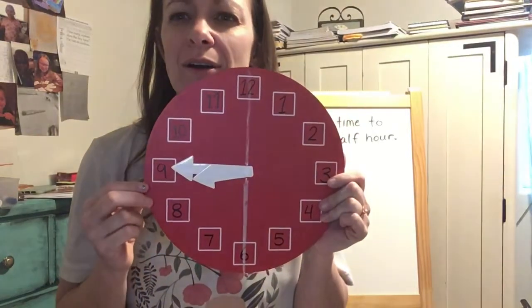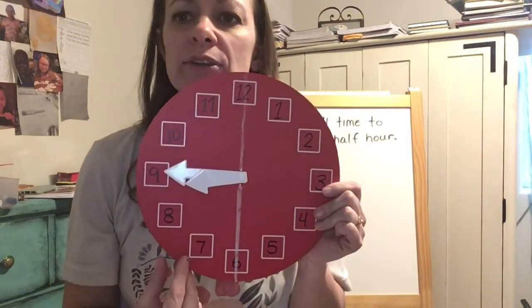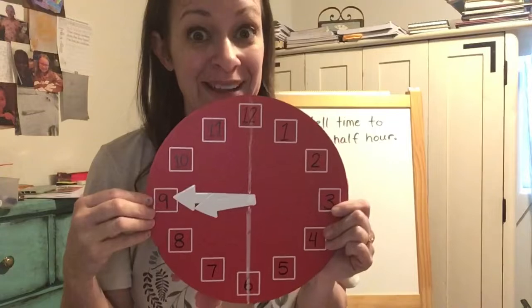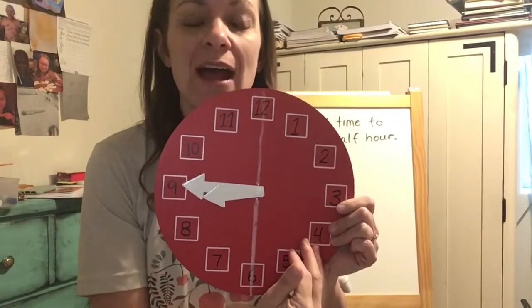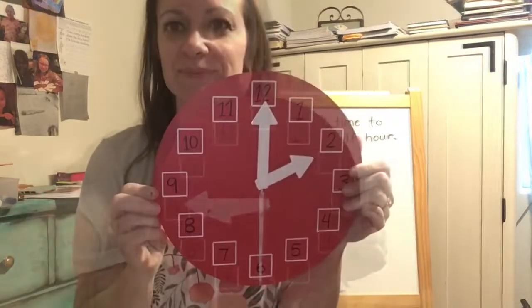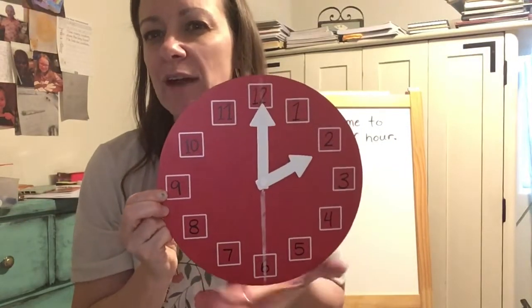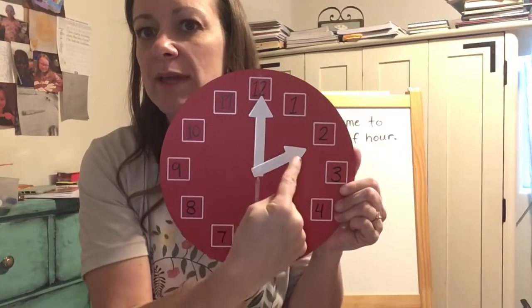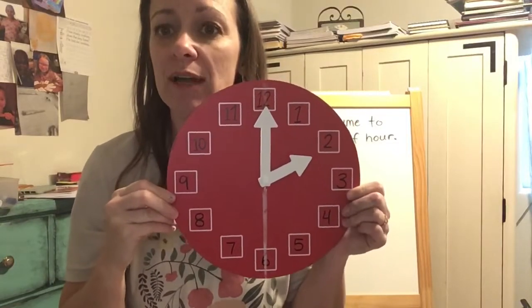So what is it called when I have 2 equal parts? What would this part be called? It's a half, right? So this is half of a whole, and this side is another half of this whole clock. Now, what time do I have on my clock right now? Do you remember what we call it when it's on the 12? We have 2 o'clock. So right now it is 2 o'clock.